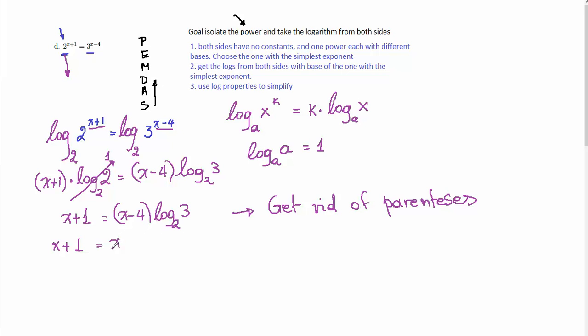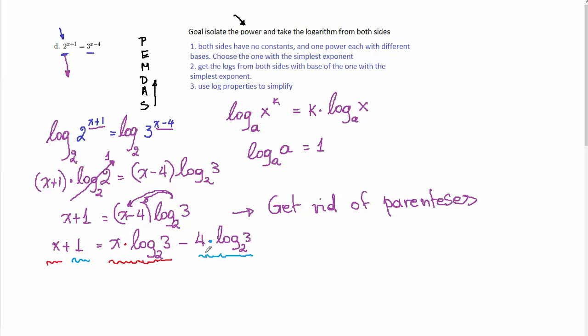And this is going to be x times log with base 2 of 3 minus 4 times log with base 2 of 3 again. Now remember, I need to distribute the log to both terms inside my parentheses. The reason for that is because I want now to separate the variable terms that I have in my equation, that is the x and the x times log with base 2 of 3, from my constant terms that I see in my equation, and this is the number 1 and the number negative 4 times log with base 2 of 3.